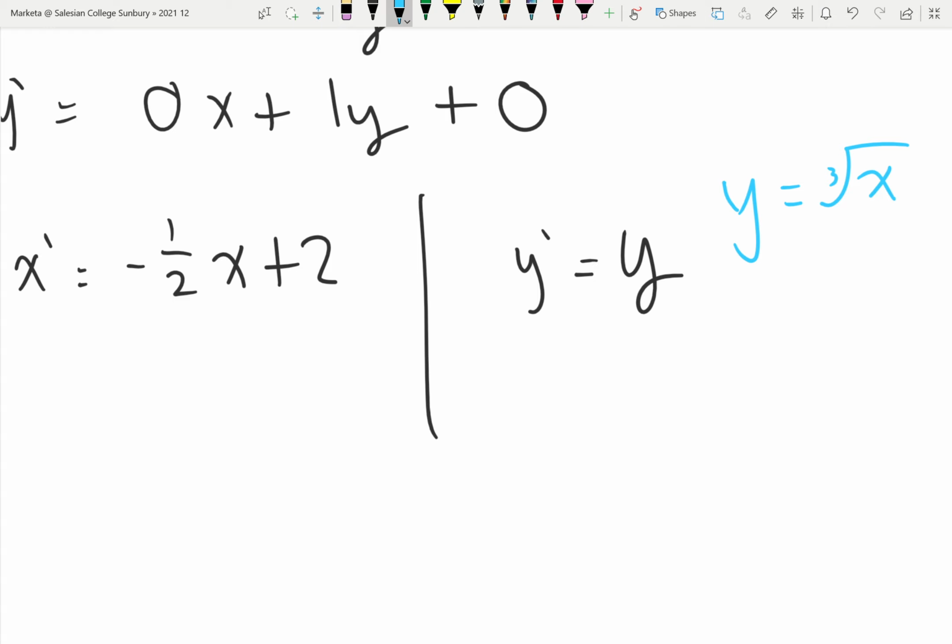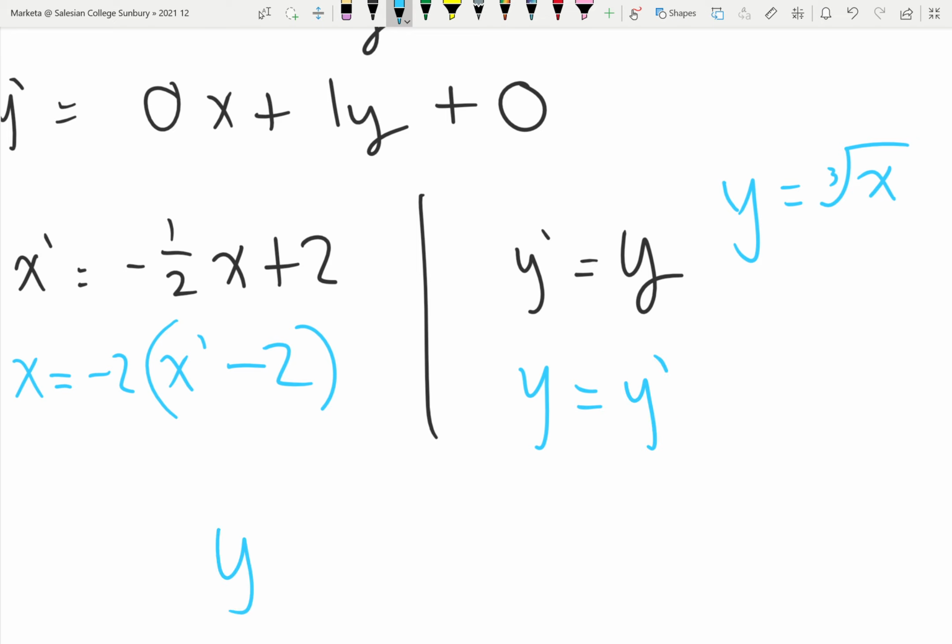So I'm going to rearrange. So minus 2 on both sides gives me X image minus 2. Now I'm dividing by negative half. That means I'm timesing by negative 2. X equals. So there's my X value. And of course, Y equals Y image. So let's sub it in. And I get Y image equals the third root of negative 2 times X image minus 2.